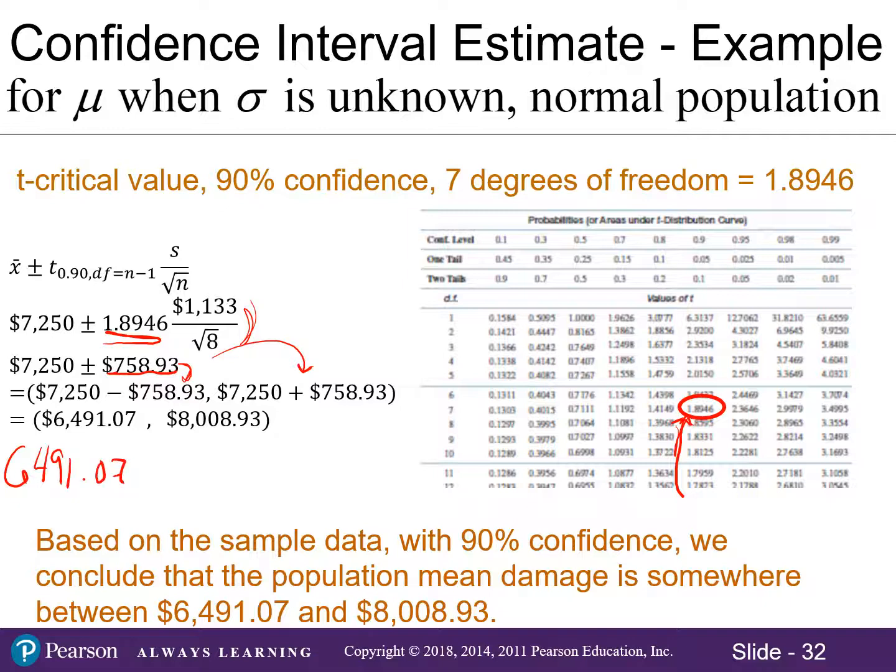Just as a reminder, your textbook would write this as 6491.07, a giant dash symbol, and then the upper one. I can't fit the $ sign on the first one because I screwed up and wrote it too far over. It gets cut off. And remember, this just means it's values in between those two.